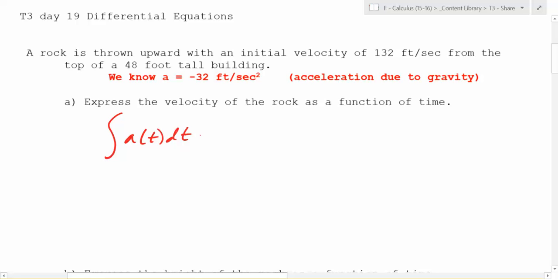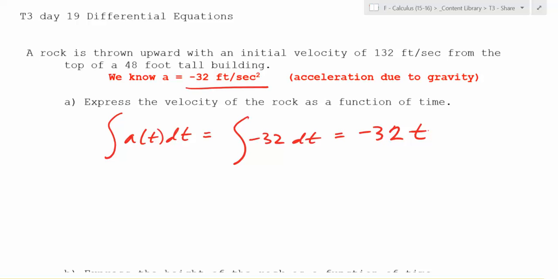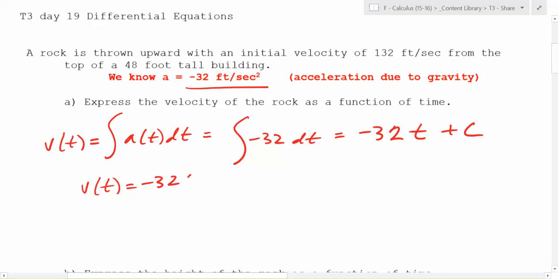What is a of t dt? It tells us what a of t is, right here. It is negative 32 dt. What is the antiderivative of negative 32 dt? Well, in this case, we're not calling it x. It's going to be negative 32 t, because we said dt, time. But what do we have to say at the end? Plus c. So now we know that v of t is the integral of a of t, so v of t is negative 32t plus c.